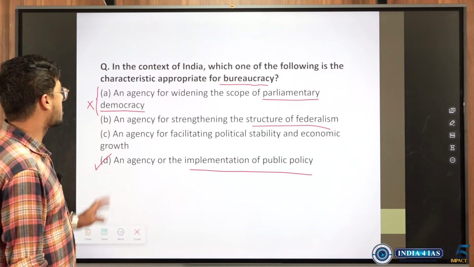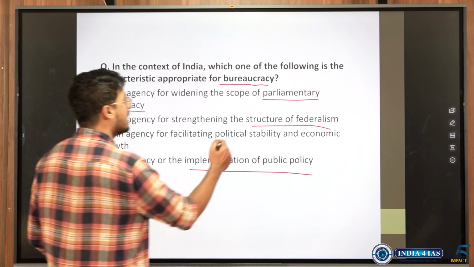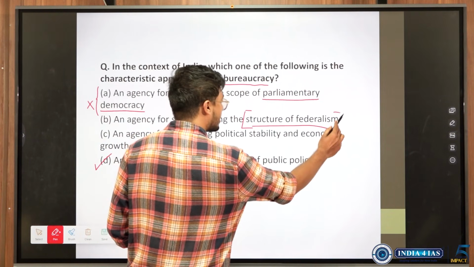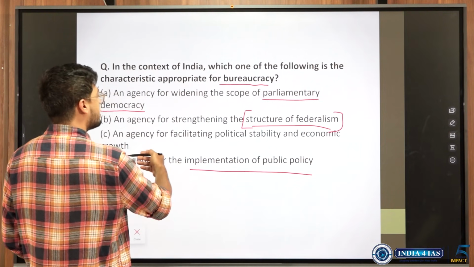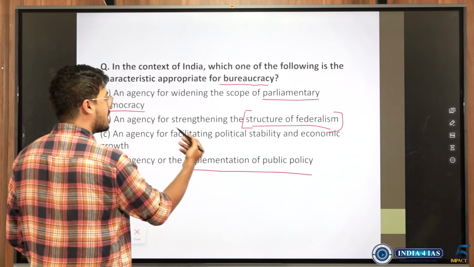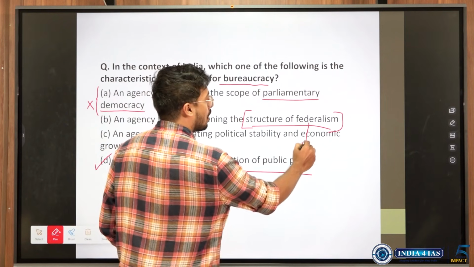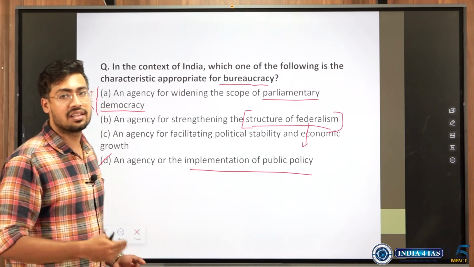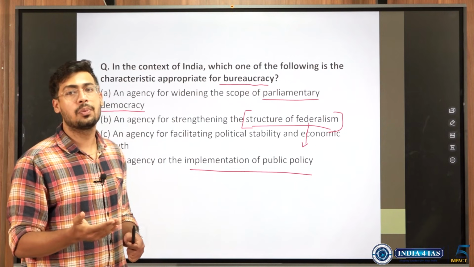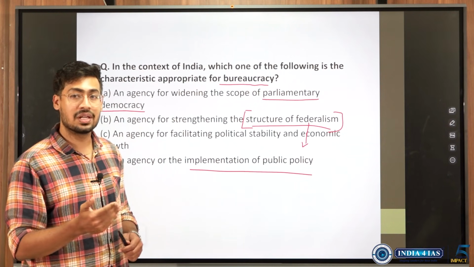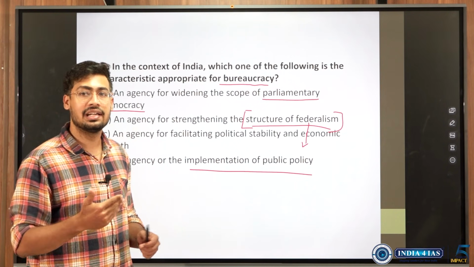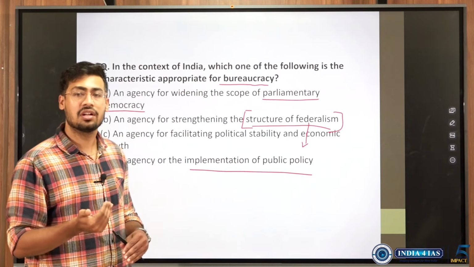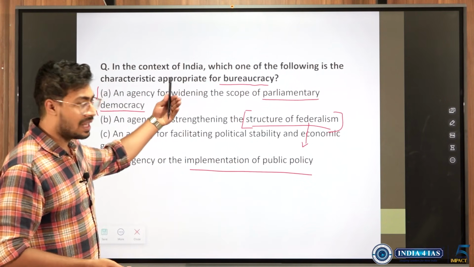But do not get confused. See, even these, if you are writing a mains answer, maybe we could have written these points, that bureaucracy as an agency can strengthen federalism. How? An IAS officer will be serving under the state government, then they go to central deputation. So they are acting as a bridge between state and central government, also between the leaders, if they have to make certain decisions on consensus. So these are for mains answers, okay.